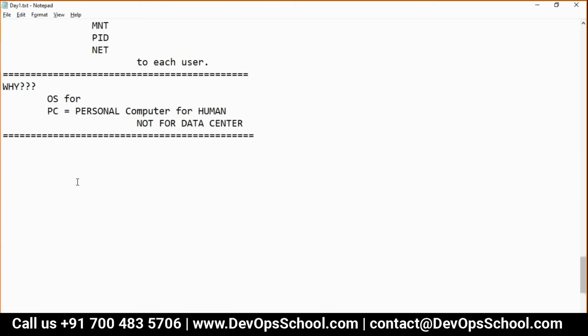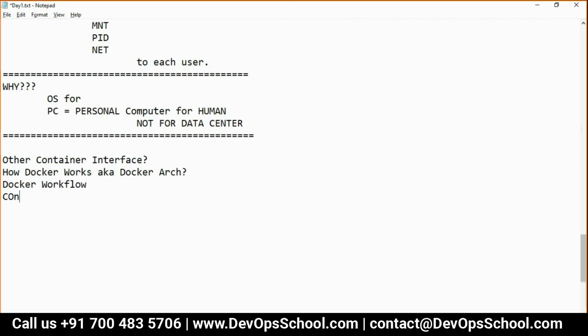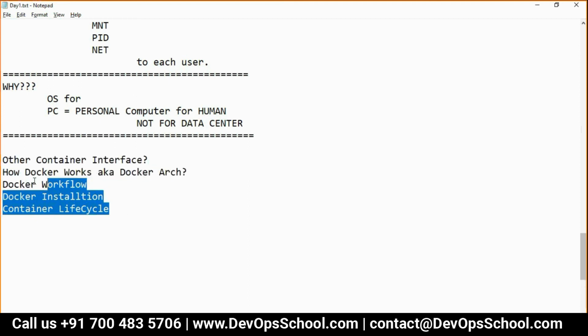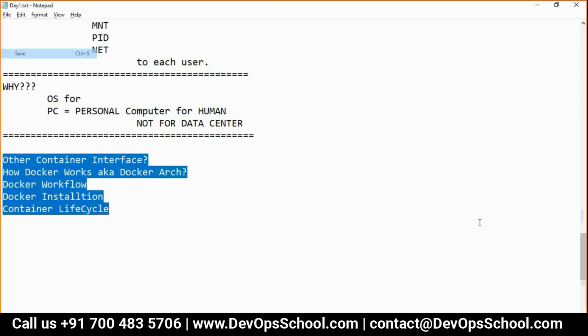Now, the next questions which I'm going to address: the container interface, that's the second question. Docker, how Docker works, aka Docker architecture. Docker workflow, I'm going to teach you. Container lifecycle, I'm going to teach you. And before that, I am going to cover Docker installation. So these are the 5 topics I will cover post lunch, and then we'll have a lab and demo. Any questions, guys, before going for the lunch break?